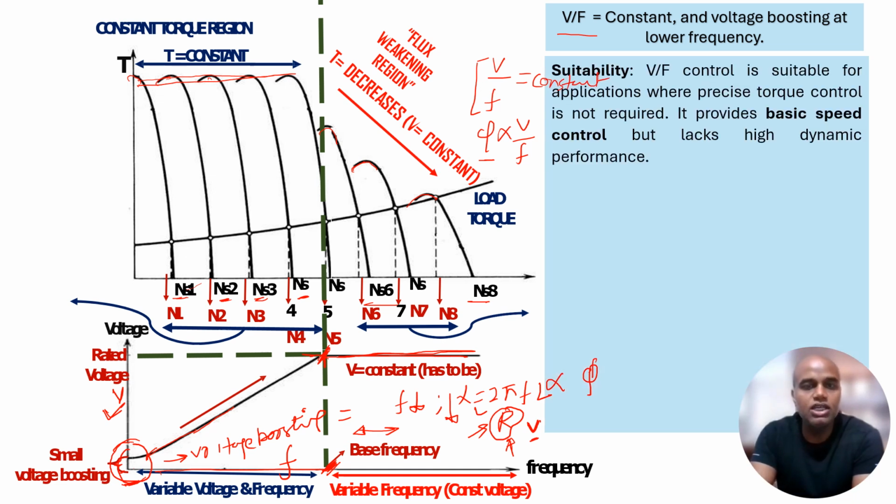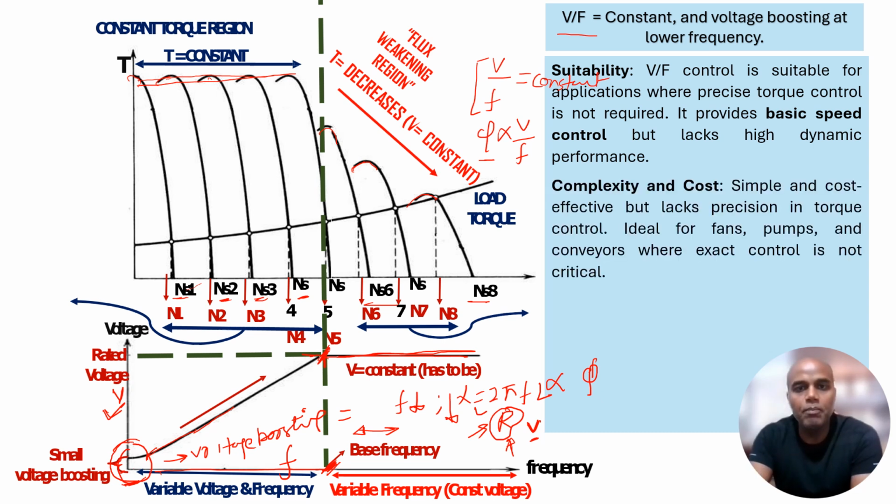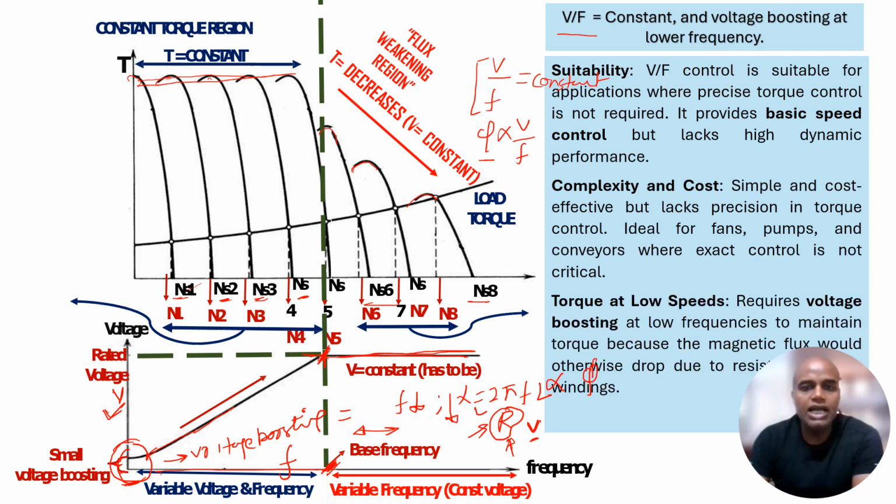So the points in terms of suitability: V by F control is suitable for applications where precise torque control is not required. It provides basic speed control but lacks high dynamic performance. Complexity and cost: simple and cost effective but lacks precision in torque control. Ideal for fans, pumps and conveyors where exact control is not critical. And torque at low speed requires voltage boosting at low frequency to maintain the torque, because the magnetic flux would otherwise drop due to the resistance of the winding.